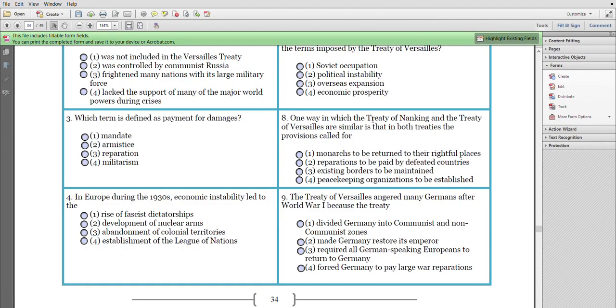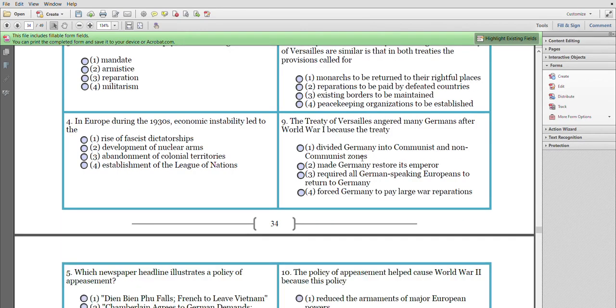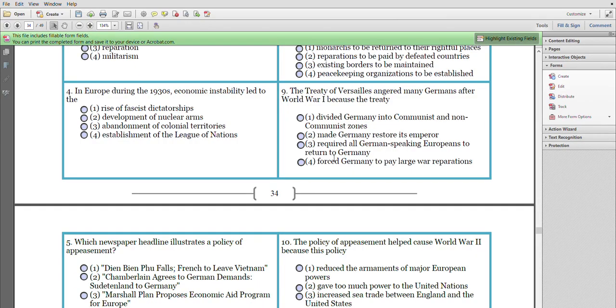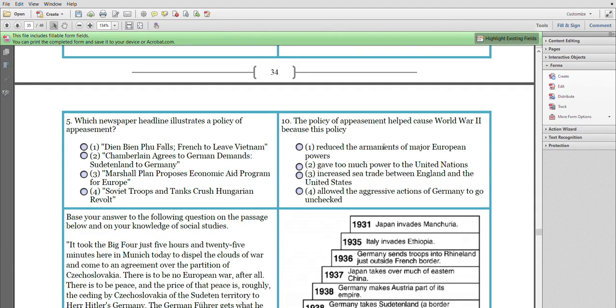One way in which the Treaty of Nanking and the Treaty of Versailles are similar is that in both treaties the provisions called for monarchs to be returned to their rightful places, reparations to be paid by defeated countries, existing borders to be maintained, or peacekeeping organizations to be established. Question 9. The Treaty of Versailles angered many Germans after World War I because the treaty divided Germany into communist and non-communist zones, made Germany restore its emperor, required all German-speaking Europeans to return to Germany, forced Germany to pay large war reparations. Choose your answer there.